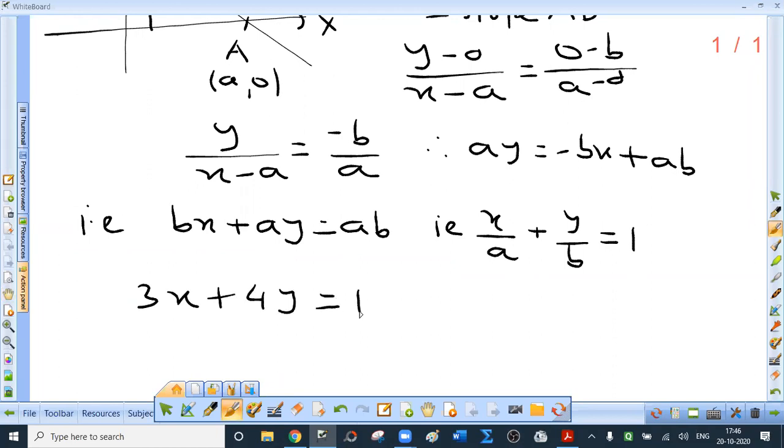Now equation of line is say 3x plus 4y equal to 1. Tell me what is sum of the intercepts. I'll give you 30 seconds. I repeat the question. What is sum of the intercepts made by this line on coordinate axis? Write your answer in chat box fast.